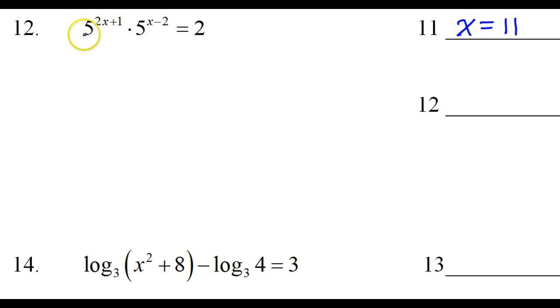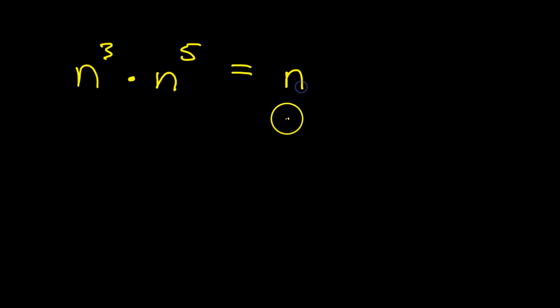Alright, number 12. We have two bases being multiplied together. Alright? It's like when I have n to the third power times n to the fifth power. What's that going to be? Is it going to be n to the 15th power? No, it's going to be n to the 8th power. Alright, so you recognize if we have like bases here, we add the exponents.